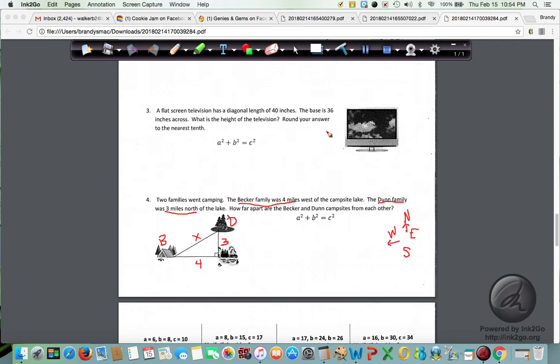This is all I'm going to do on this worksheet. There is a back side, so please complete that. If you need help, ask your teacher.